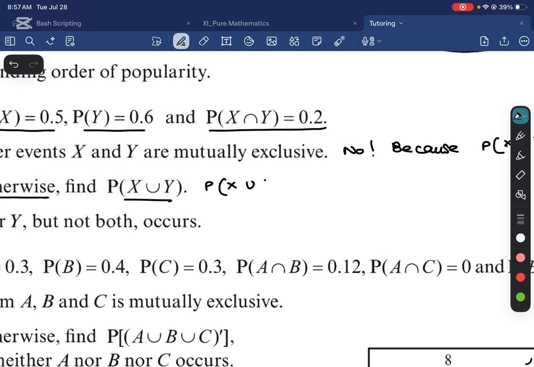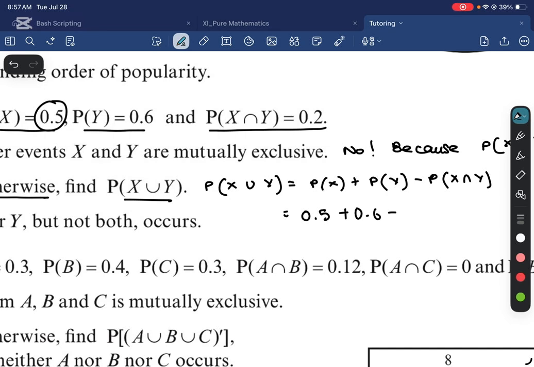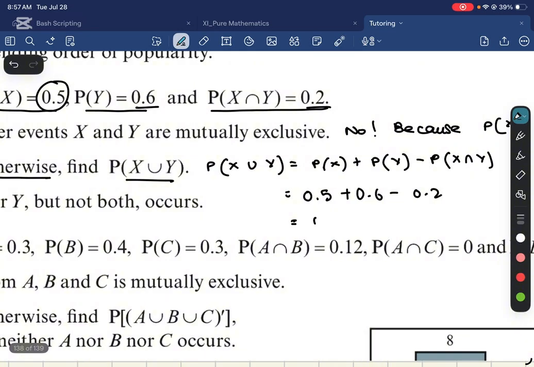Probability of x union y is probability of x plus probability of y minus probability of x intersect y. So we don't need to draw a Venn diagram. You can directly take the values from here. 0.5 plus 0.6 minus 0.2, right? And you get 0.9.